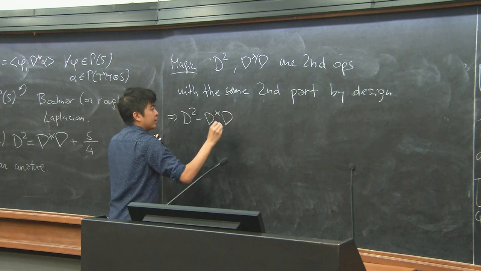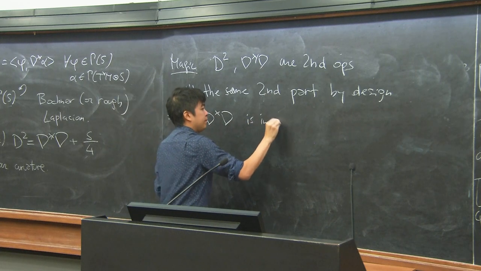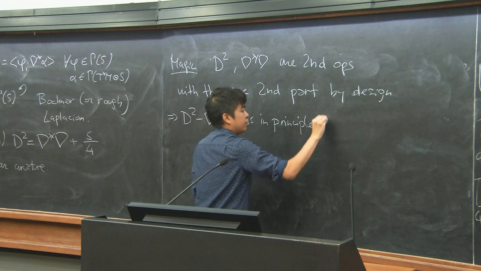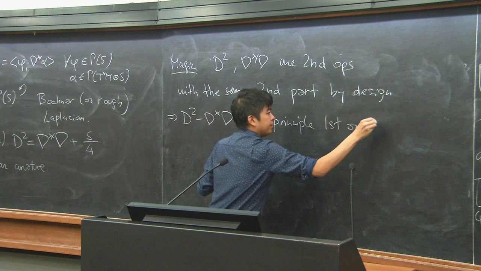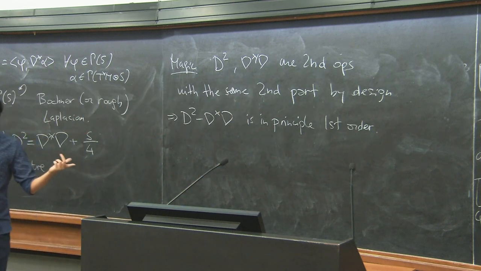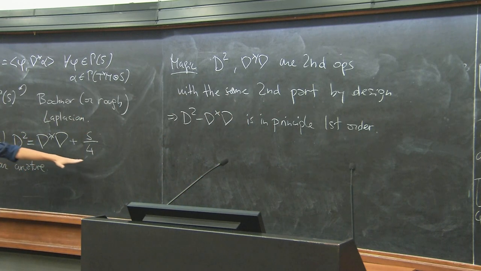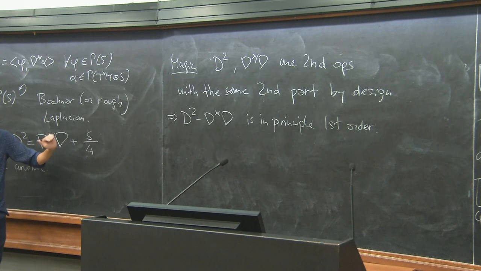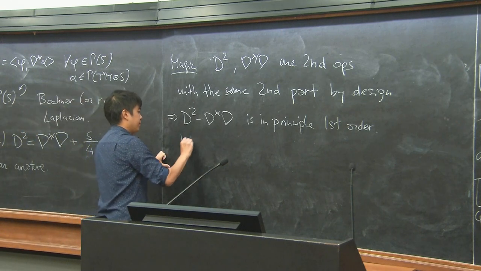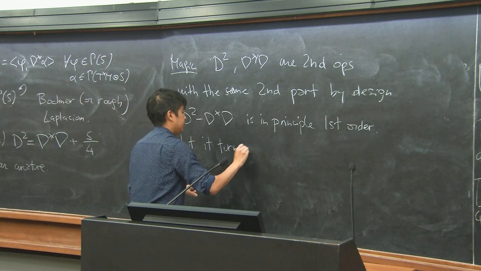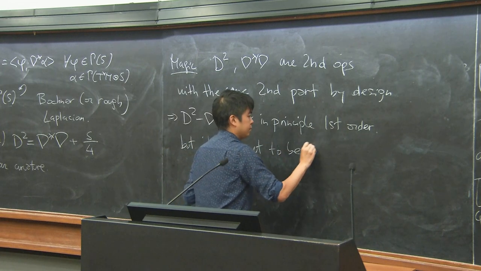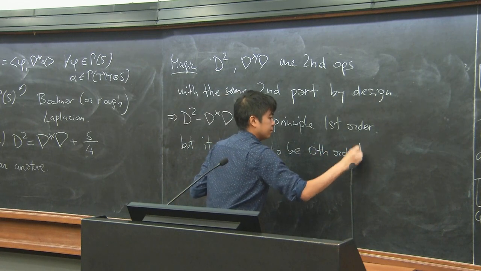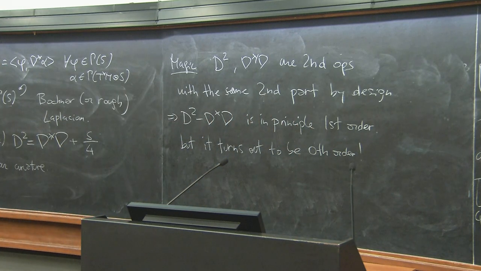The difference is in principle first order. But the magic is that the first order term is zero. So this is a zeroth order term. It's multiplication by the scalar curvature. And you'll see in the argument I'll give you that if you had a first order part, then things wouldn't work out nicely at all. So this is really the magic: a magic cancellation of first order terms.